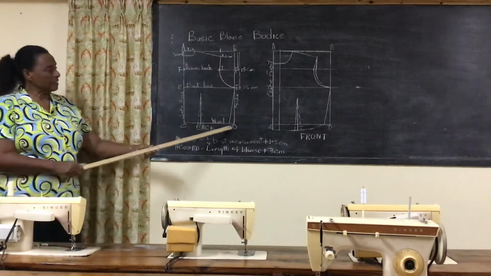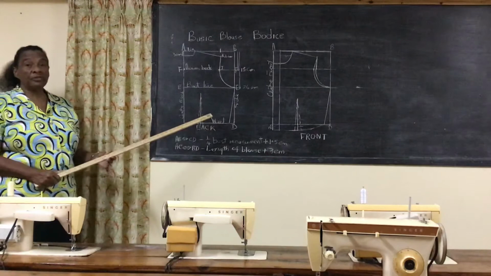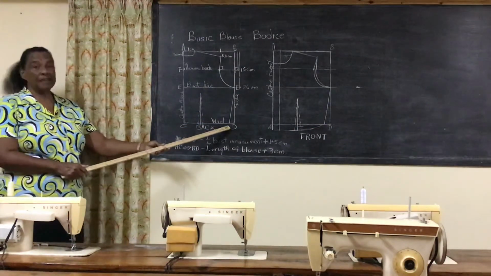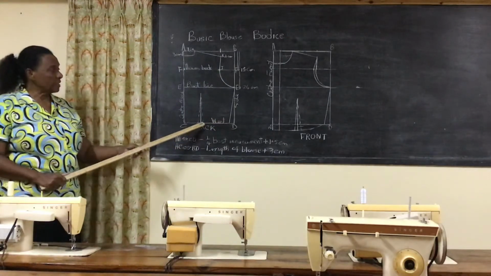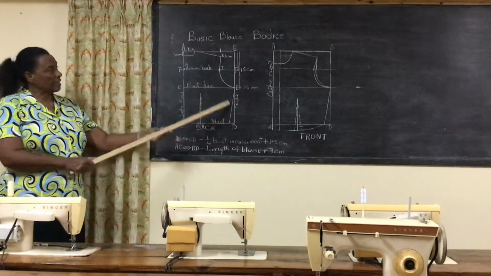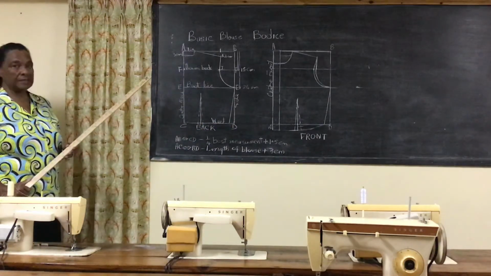Now to complete the side, which is here, you're going to measure half of the quarter of the waist plus the dart plus the side seam. Quarter of the waist plus the dart plus the side seam, then you connect the points here. That completes the drawing of the back of the blouse bodice.